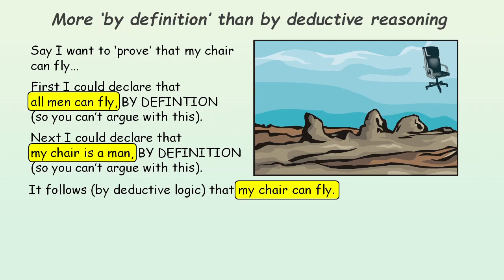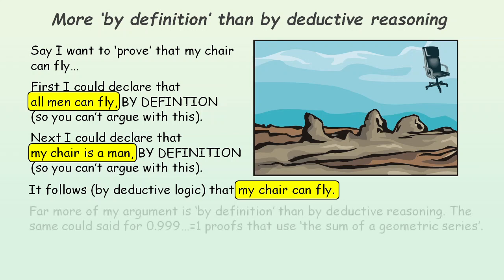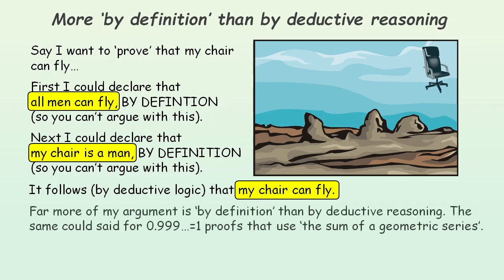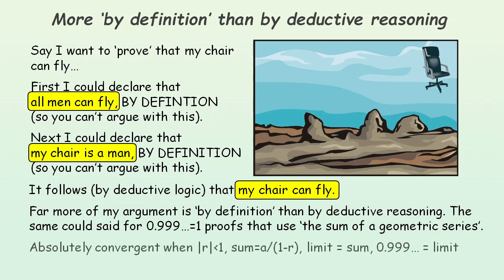So my argument here relies far more on the definitions that I used than the deductive reasoning at the end. The deductive reasoning is fairly superfluous because we can't argue, apparently, with something that is assumed to be true by definition. In the same way, proofs that rely on the formula for the sum of a geometric series are more or less proof by definition rather than proof through deductive reasoning.